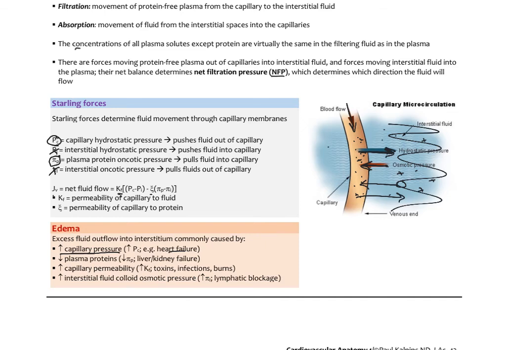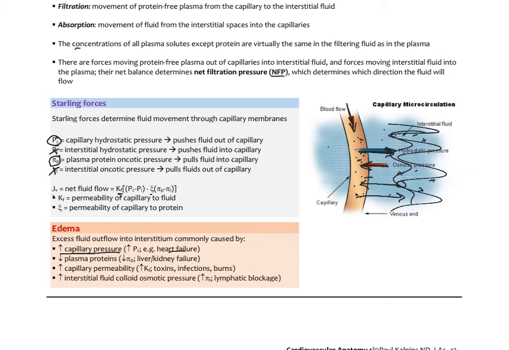So that's one cause. Another would be a decrease in the plasma protein. So if you have liver failure and your liver doesn't make enough albumin, well, then this arrow, the oncotic pressure, is going to decrease, right? So more fluid is going to stay out here instead of moving into your blood vessels. It can also happen in kidney failure. You can also have increased capillary permeability, so different toxins, infections, and burns can also cause more leakiness across the capillary membrane. And then you can have an increased interstitial fluid colloid osmotic pressure.